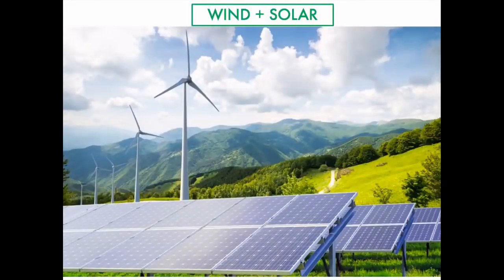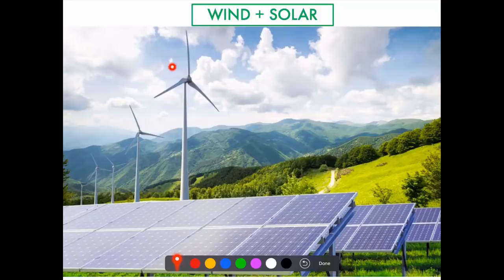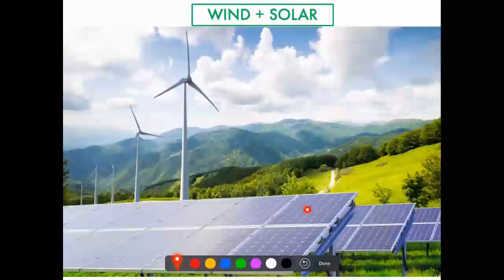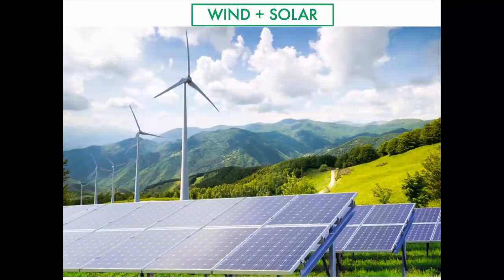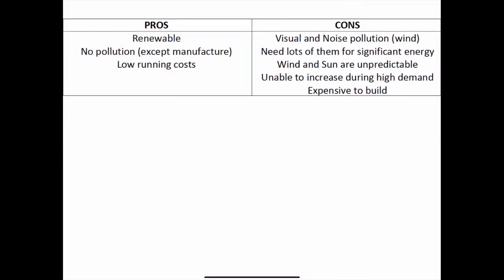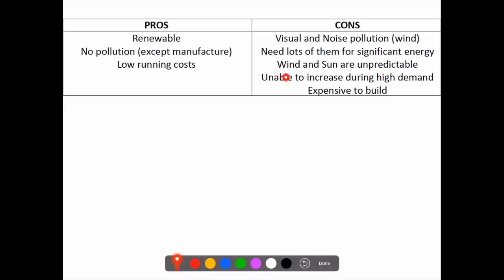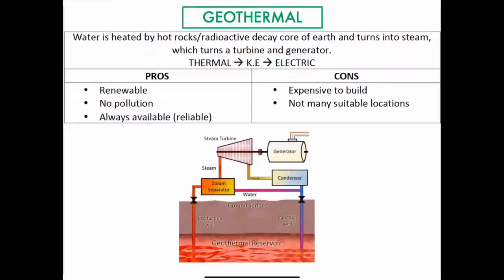Okay, wind and solar, these are both renewable. So this is a wind turbine. It uses wind energy to create electricity. So wind spins the turbine, and then inside here there's a little generator. And solar panels, in here there's no generator, but basically a solar panel converts light energy directly from the sun into electrical energy. So advantages and disadvantages. Again, have a read of these, make sure you remember them.